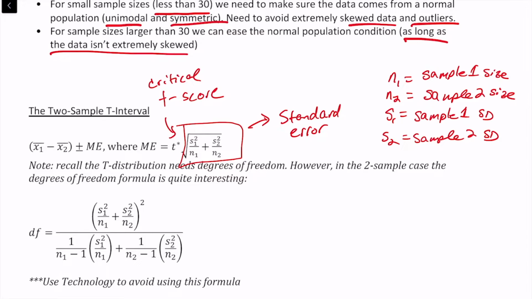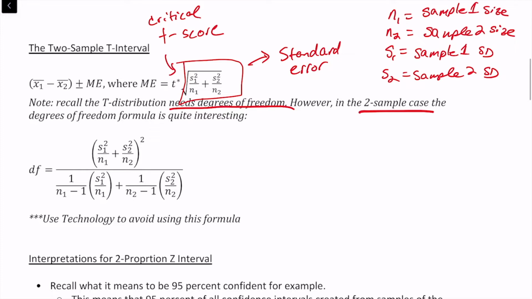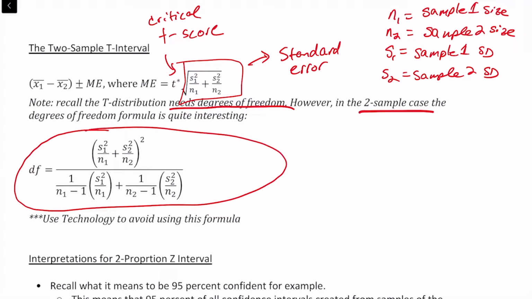All right, but here's the deal, y'all. I know we've talked about the t-distribution before. We said it's based off of degrees of freedom. That is true, and that's still true here. However, in this two-sample case, our degrees of freedom are no longer just n minus 1. Instead, it becomes this monstrosity of a formula. Now, it's actually not that bad to implement and use, but here's the deal.